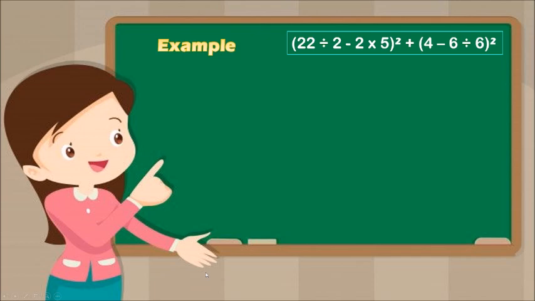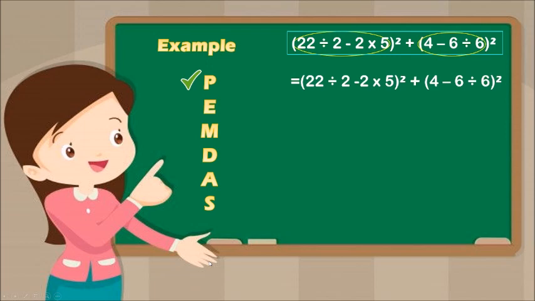So we have open parenthesis 22 divided by 2 minus 2 times 5, close parenthesis squared, plus 4 minus 6 divided by 6, close parenthesis squared. So still, we're going to use PEMDAS. Let's solve first inside the parenthesis. So 22 divided by 2 and 2 times 5. Okay, so multiplication and division first.